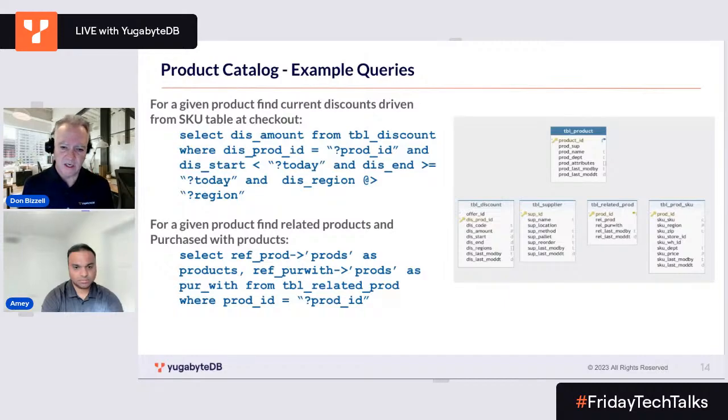And then the next one here is to be able to find the related products. You're on the website, you want to see what's related, you want to see what the latest things bought with this product are.